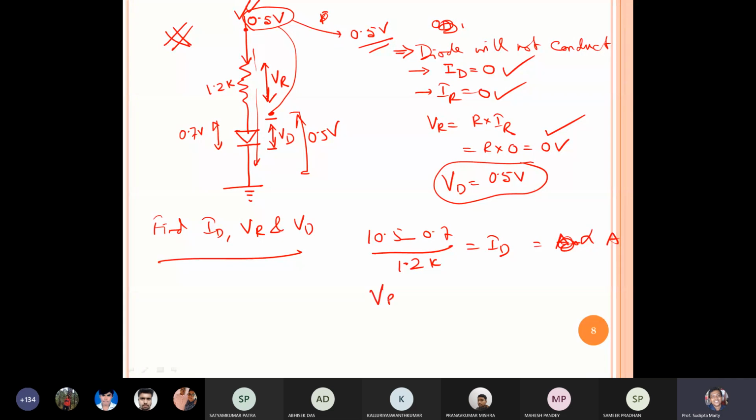Then VR will be 10.5 volt minus 0.7, the voltage drop across the resistance. So VR will be ID into 1.2k. So I will get another value, suppose beta volt. In this way we can easily compute. But the applied voltage should be greater than 0.7 volt; then only it is possible. Is it clear right now? Is it clear?